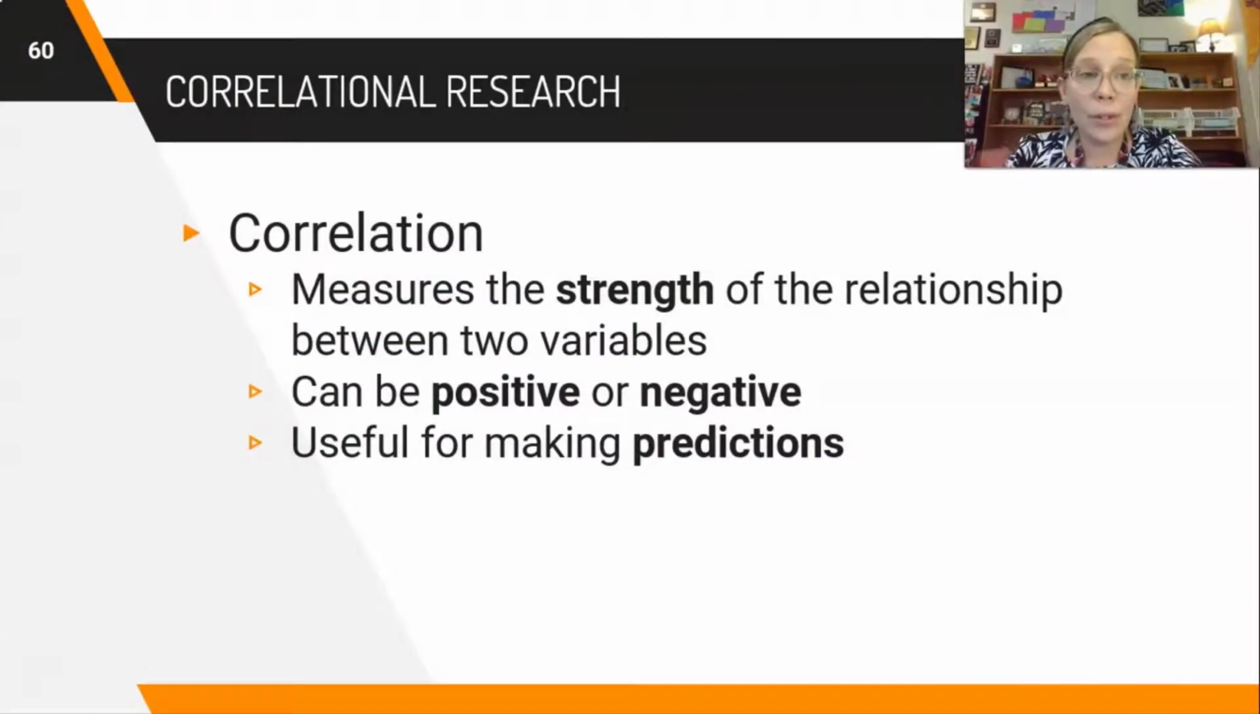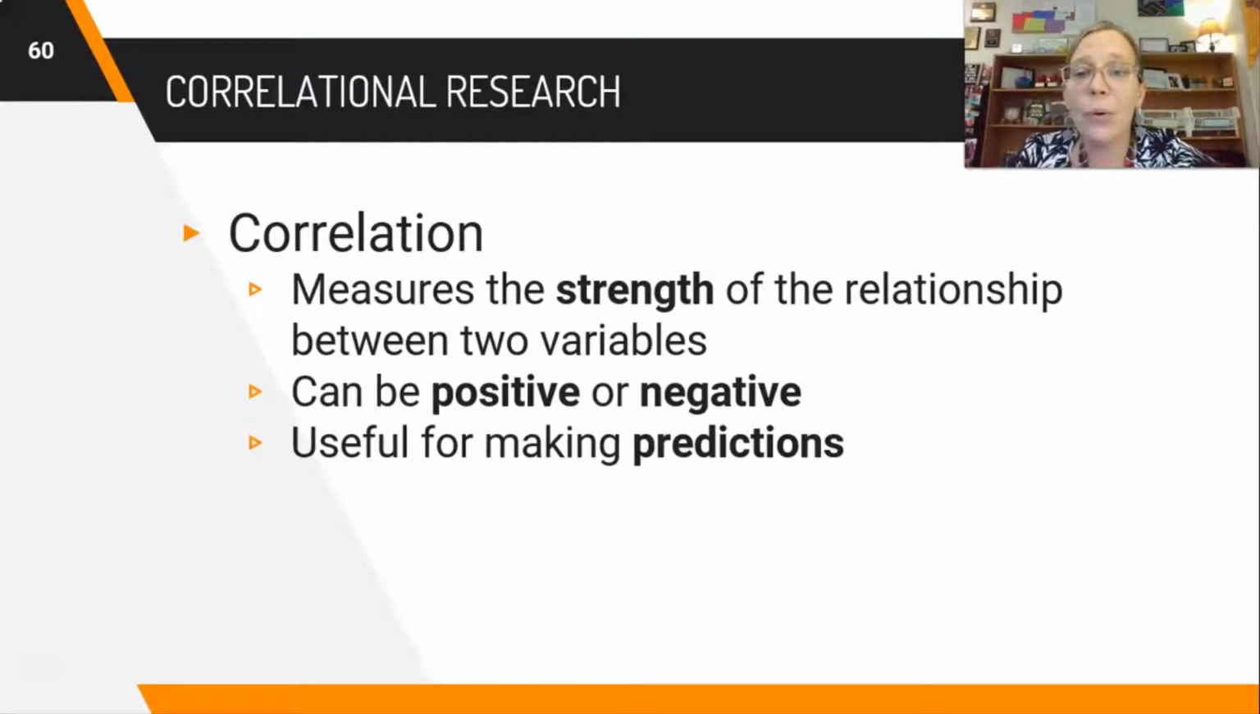Okay, now we're going to talk a little bit about correlational research. So remember, correlation is not cause and effect. Correlation is if this does this, then this will do either this or that. So if X increases, Y increases. Or if X increases, Y tends to decrease. There's a relationship, but we can't say that X causes Y.